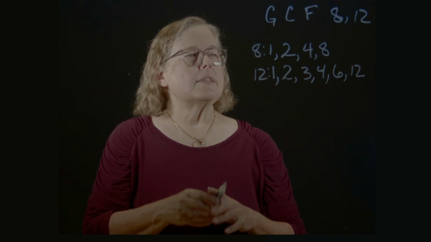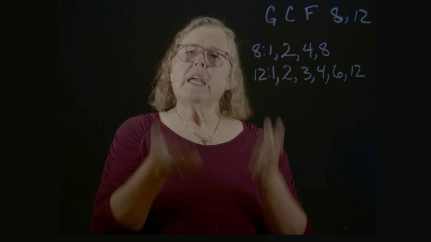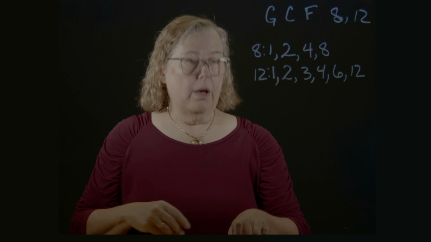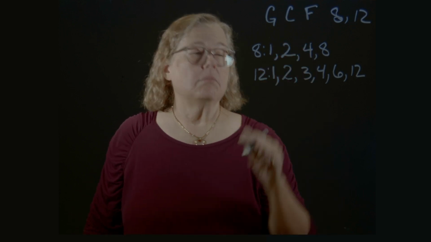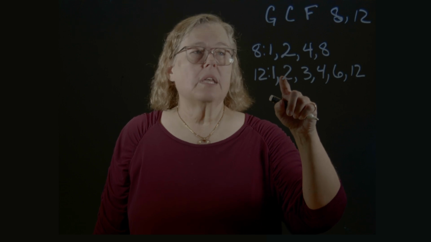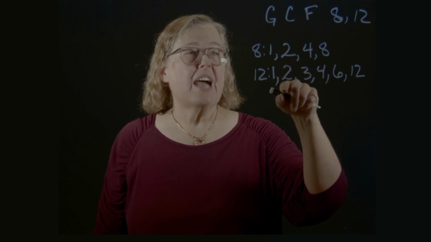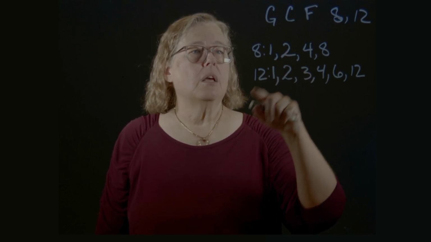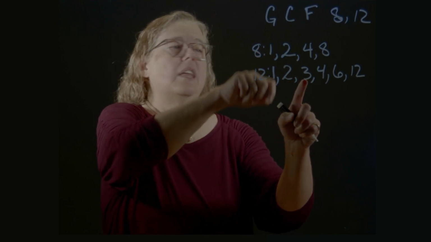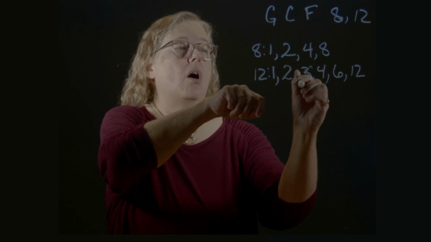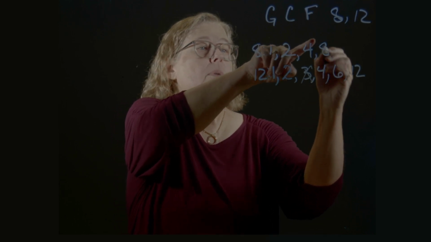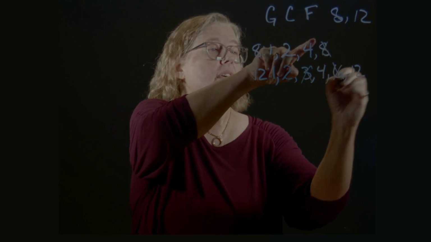Anyway, so I'm looking at this, and I want to say, what is the greatest common factor of 8 and 12? Well, they both have a 1. They do. They both have a 2. Okay, that's common. It's a factor, but I don't know if it's the greatest yet. So they both have a 1. They both have a 2. They don't both have a 3, so that one doesn't count at all. We're going to forget about that. They both have a 4. Oh, they both don't have an 8, they don't have a 6, and they don't have a 12.